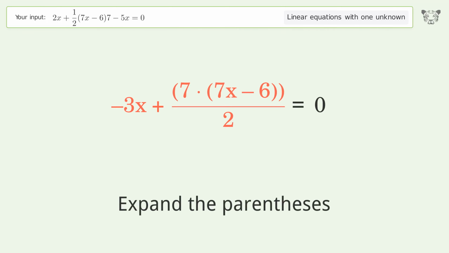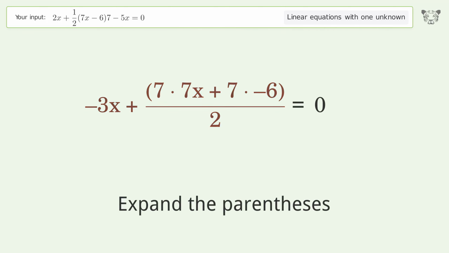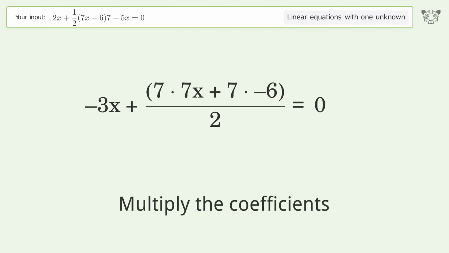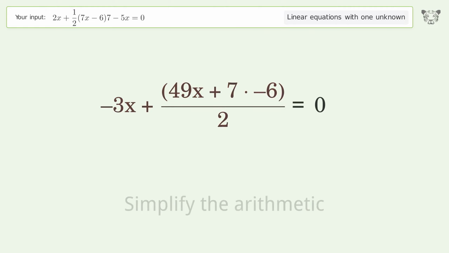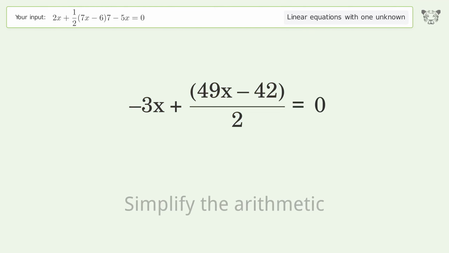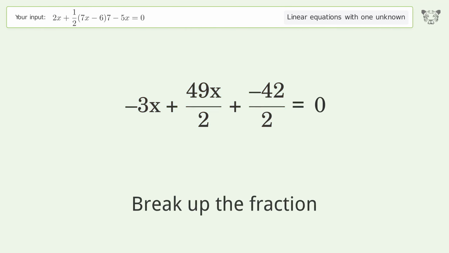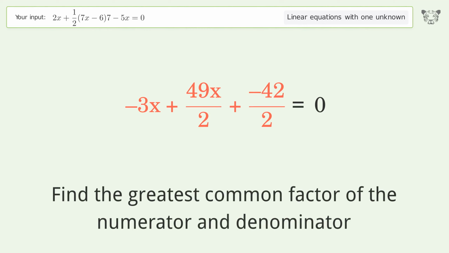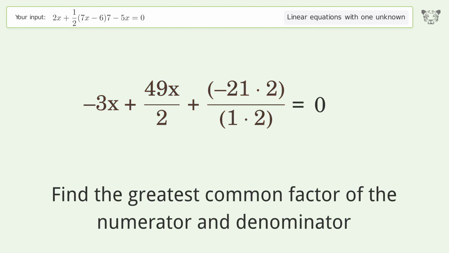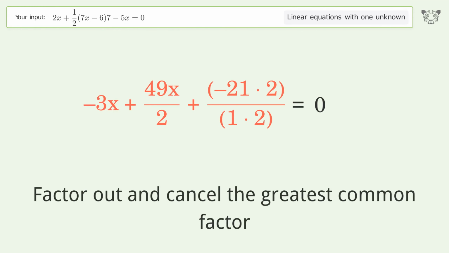Expand the parentheses. Multiply the coefficients. Simplify the arithmetic. Break up the fraction. Find the greatest common factor of the numerator and denominator. Factor out and cancel the greatest common factor.